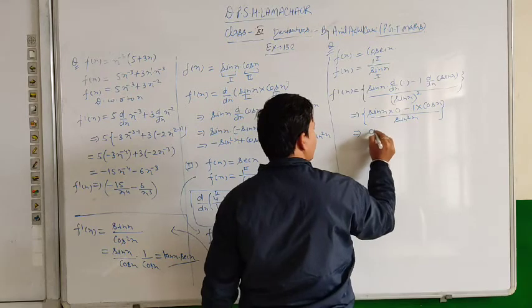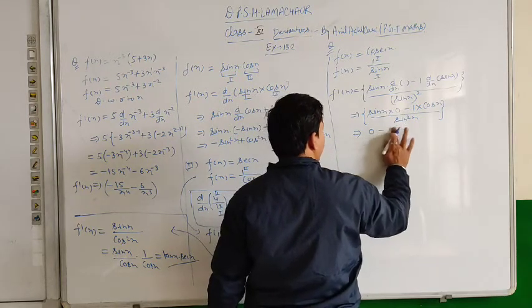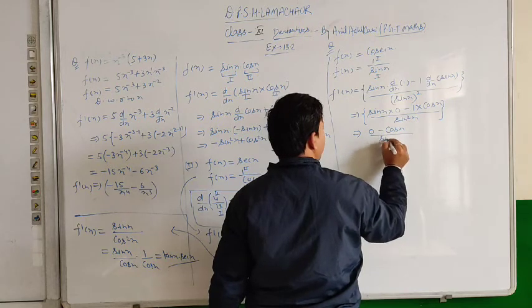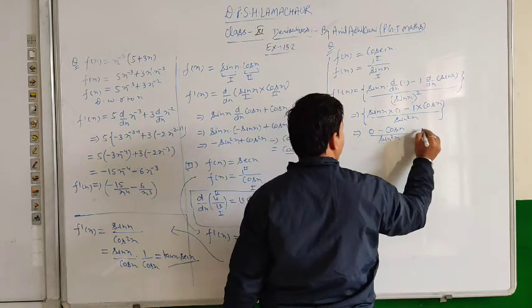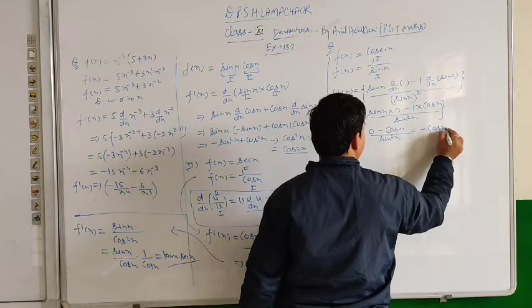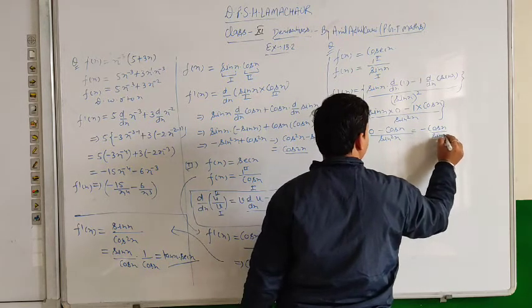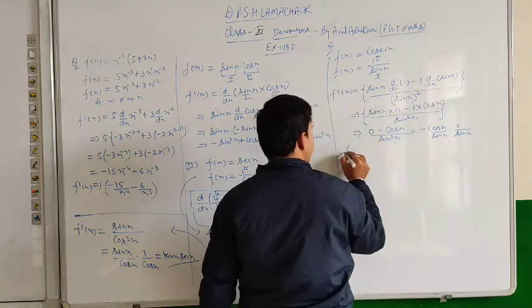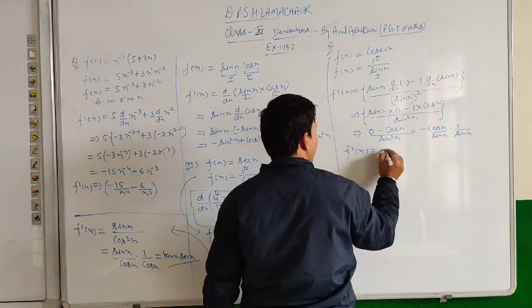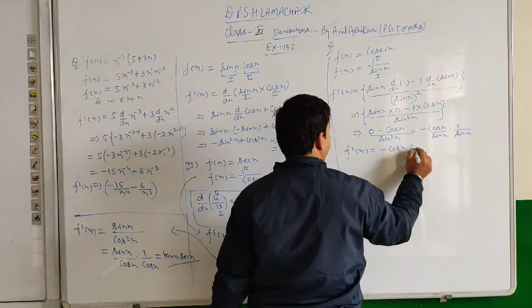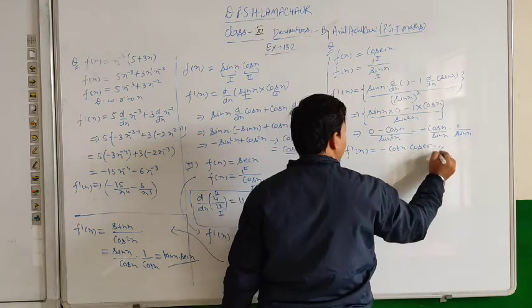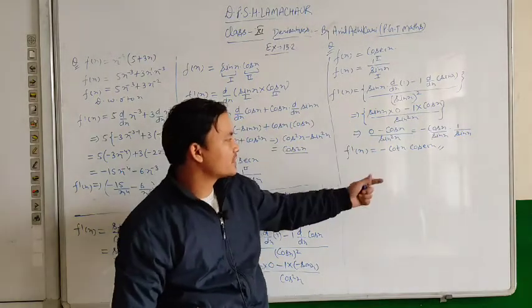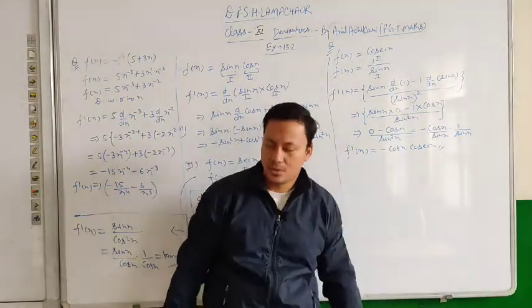So, this will be 0 minus cos x upon sin square x, that is minus cos x upon sin x into 1 upon sin x. So, you can say f dash x is equal to minus cot x into cosec x. So, this is the required derivative of the function given as cosec x. The derivative of cosec x is minus cot x into cosec x.